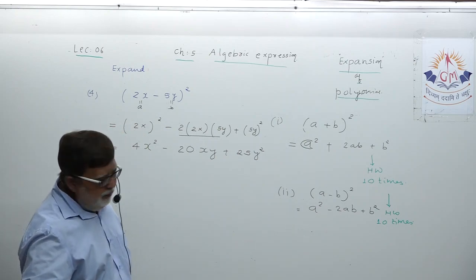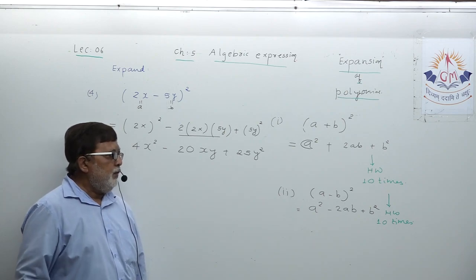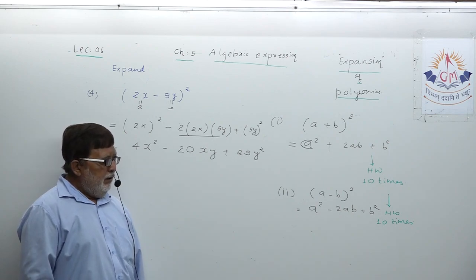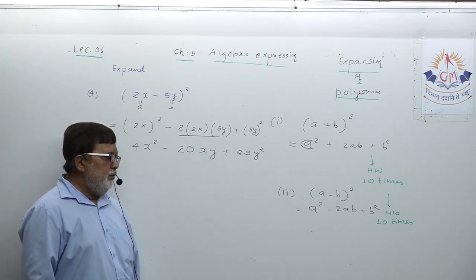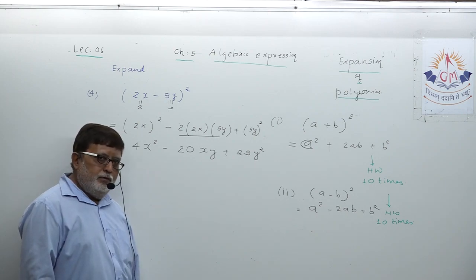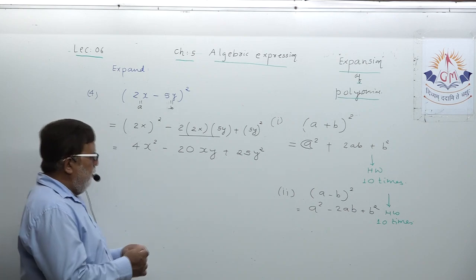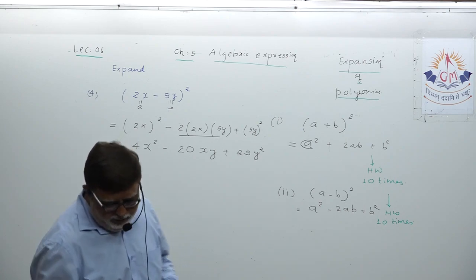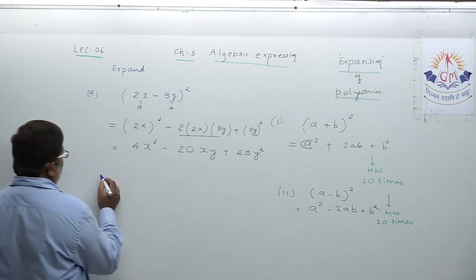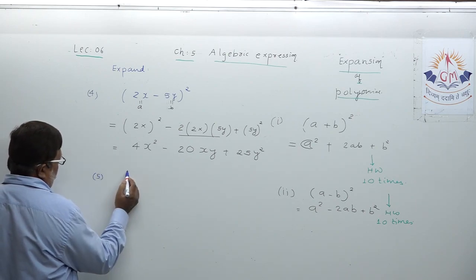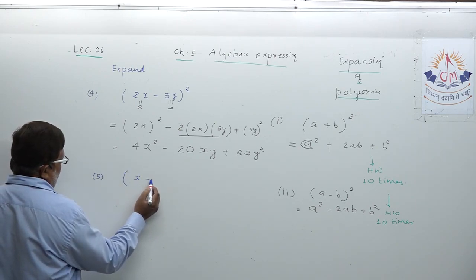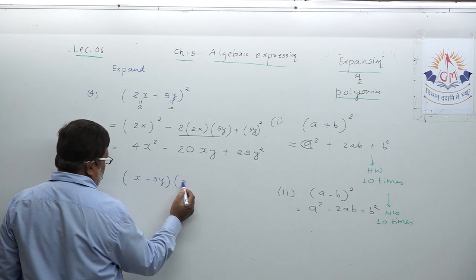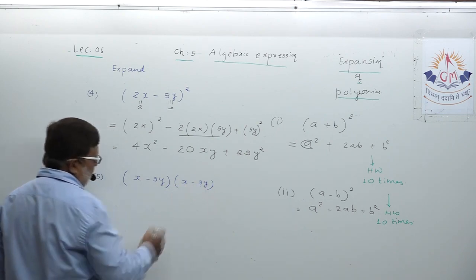A plus b whole square is a square plus 2ab plus b square. A minus b whole square is equal to a square minus 2ab plus b square. Okay. Suppose, dear student, one example, let us solve it. Suppose you are given x minus 3y, in second bracket x minus 3y.